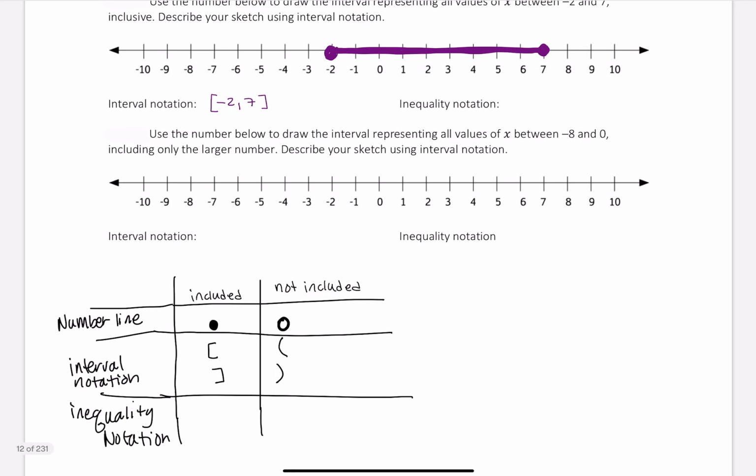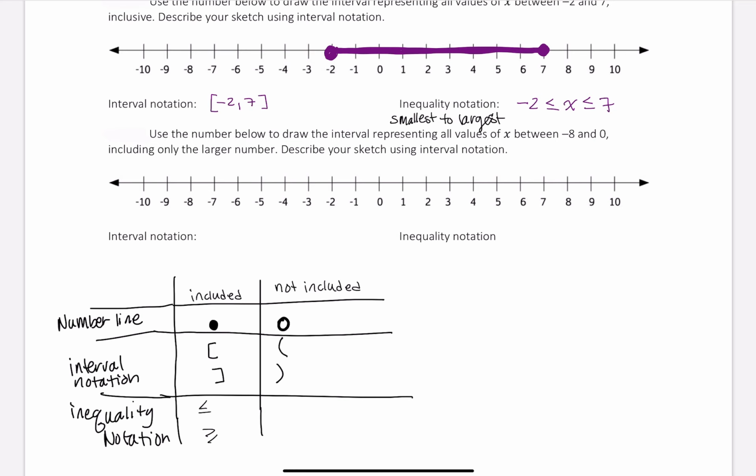Now let's go ahead and write out the inequality notation for this example we're still working on. For inequality notation, we'd say -2 is less than or equal to x is less than or equal to 7. So again, we have these symbols for inequality notation, either ones work. One thing I want to warn everyone is for inequality notation, we write the smallest to largest. So make sure you always write smallest to largest. So your symbols will always be facing to the right in this case.